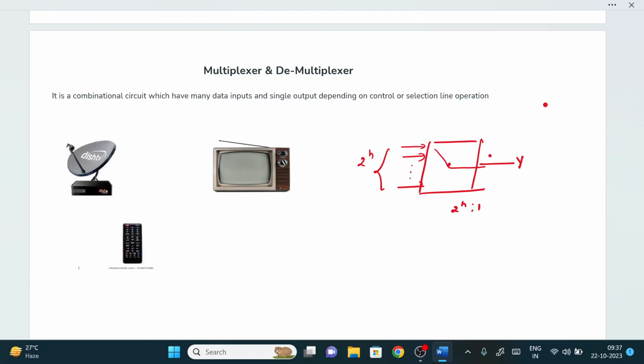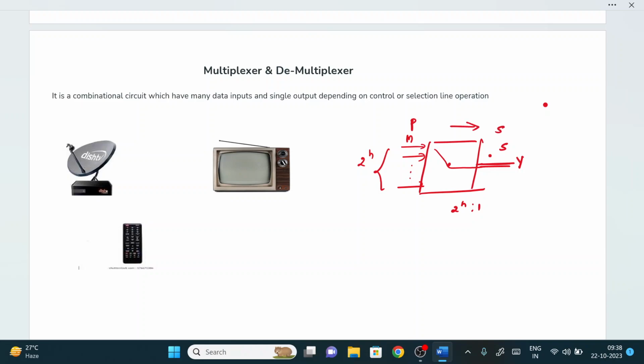Here, if you consider this, the inputs are parallel information. In parallel information we have multiple pieces of information. That multiple information we are going to convert into a single channel, right? So single information. So what is the application of the multiplexer? A parallel operation is converted into a serial operation, right?